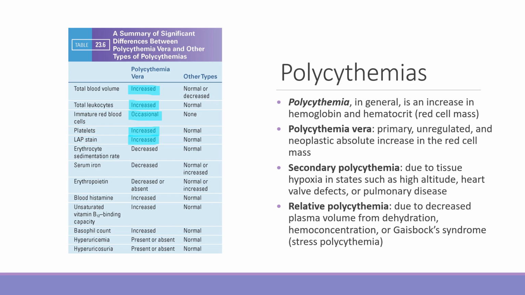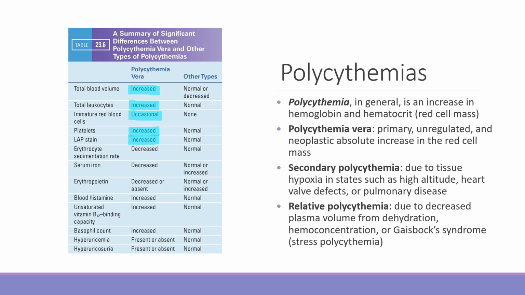And then we have something called relative polycythemia, not polycythemia vera, but relative polycythemia. This is from good old-fashioned dehydration, because remember, in a normal sample, we have a good amount of water and we have our red blood cells and all of our proteins and our white cells. But if a patient becomes dehydrated, you're going to have a decrease in that water volume, and so that will change the ratio between the plasma and the red cells, and then you'll have what's called a hemoconcentration or Gaisböck syndrome, which can be caused by stress polycythemia.